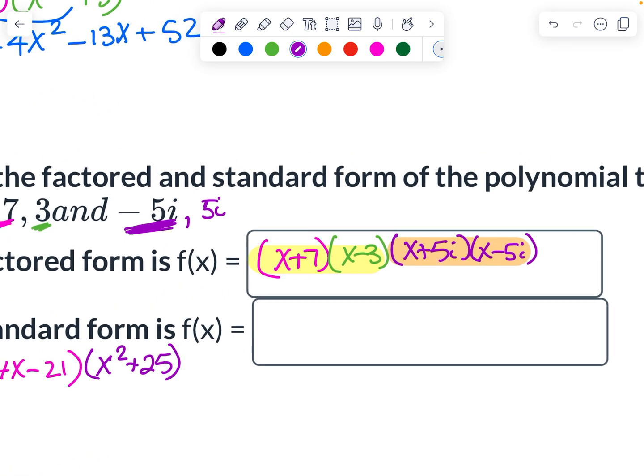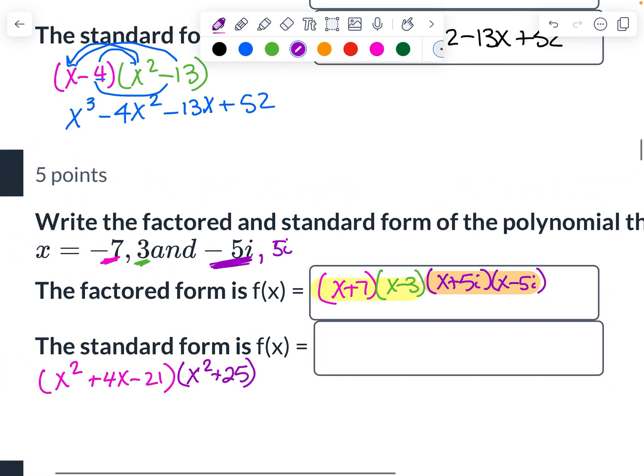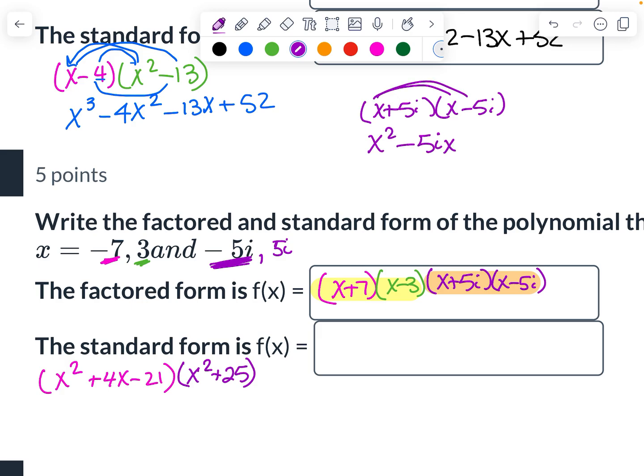Now, I will slow down and show you that piece because that piece bothers people. If you take x plus 5i and you multiply it by x minus 5i. X times x is x squared. X times negative 5i is negative 5ix. 5i times x is positive 5ix. And positive 5i times negative 5i. Positive times negative is negative. 5 times 5 is 25. I times I is i squared. Then we add them together. And we have x squared. These two cancel each other out.